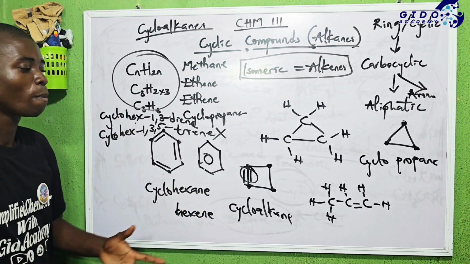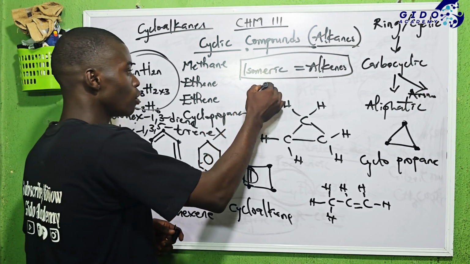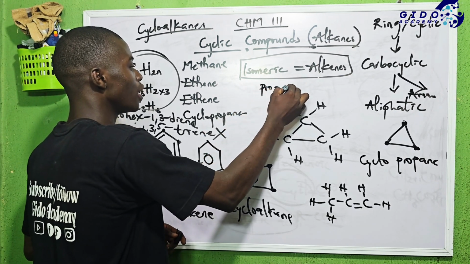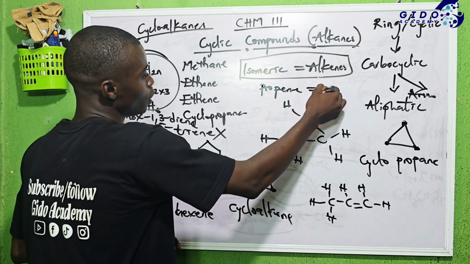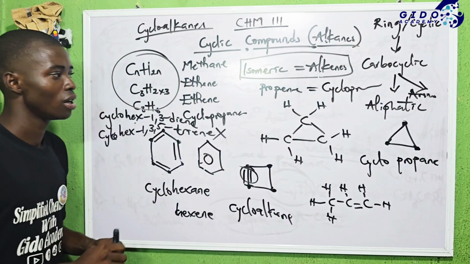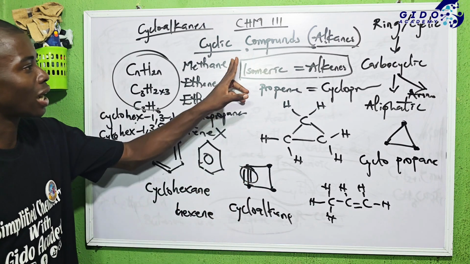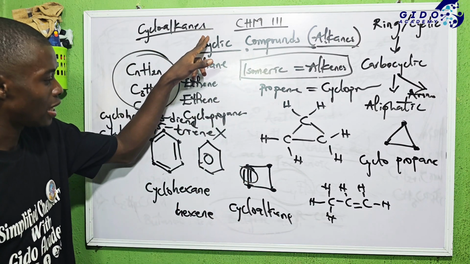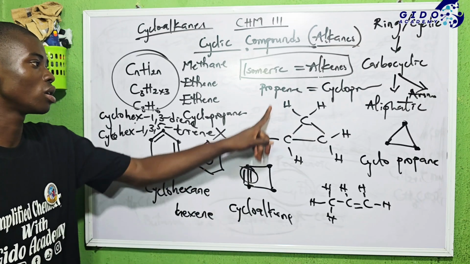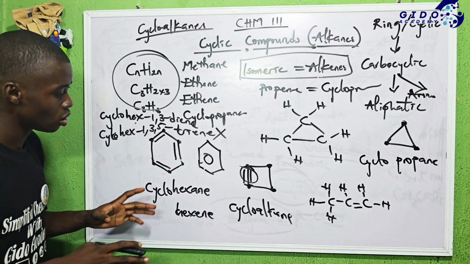But please take note, which of the following is isomeric to propene? An isomer of propene is what? Cyclo what? Propane. As simple as that. An isomer of propene is cyclopropane. So all cycloalkanes, they are isomeric to what? To alkenes. So that is something I want you to take note of as well.